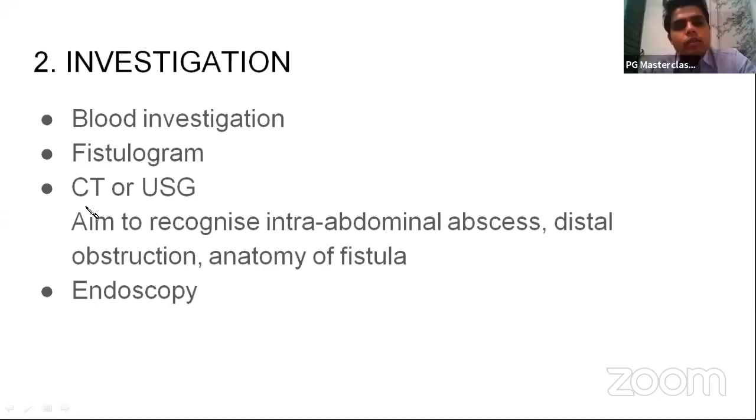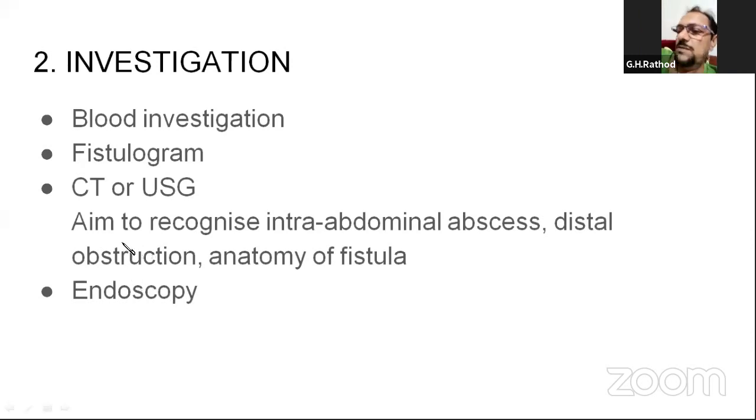It can be done to recognize any intra-abdominal abscess, distal obstruction to the fistula site, the anatomy of the fistula and the fistula tract. Endoscopy can be tried. You are saying CT or USG, so which one do you prefer and how do you proceed?